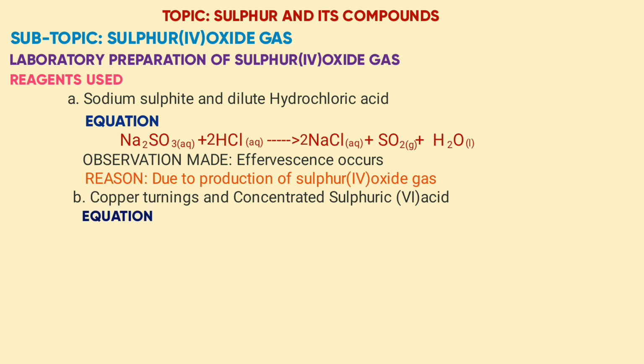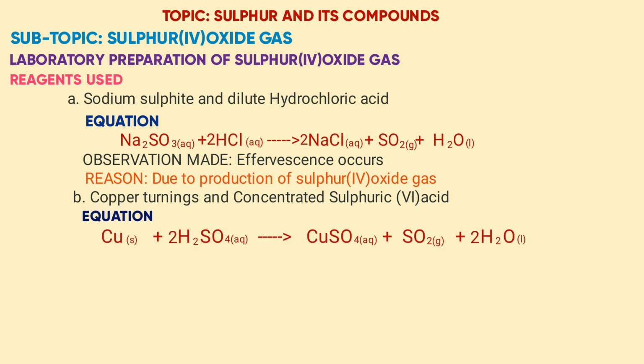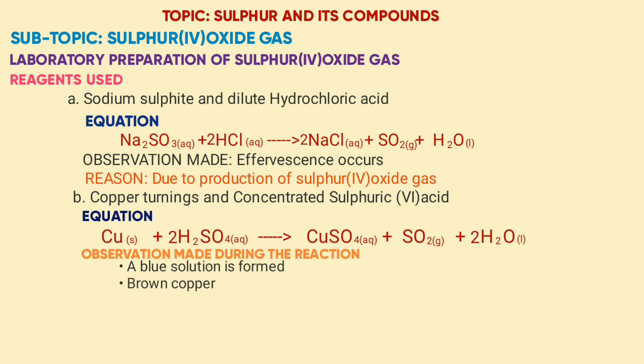Equation: copper plus sulfuric 6 acid arrow copper sulfate plus sulfur 4 oxide plus water. Now observation made during the reaction is a blue solution is formed, brown copper dissolves in the acid, bubbles of a colorless gas is seen.